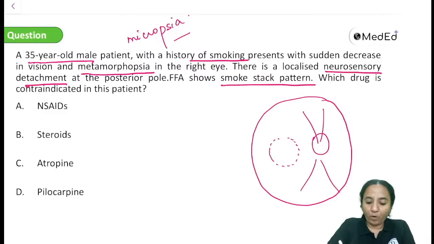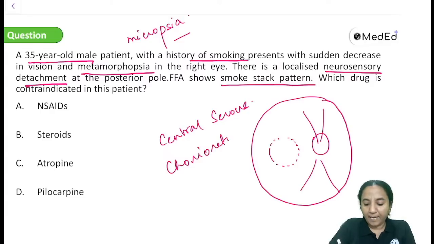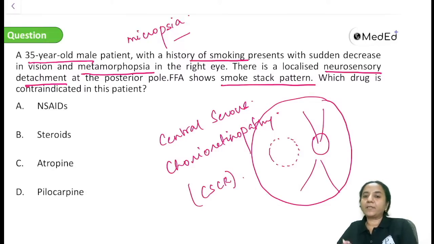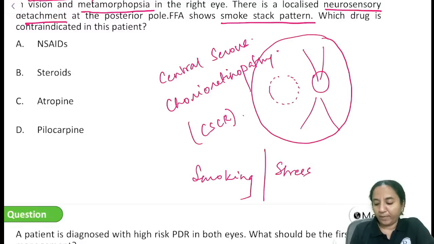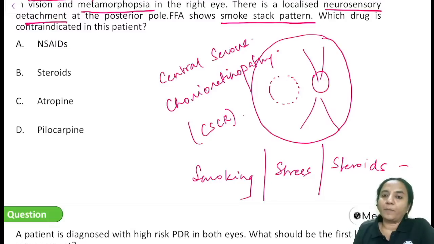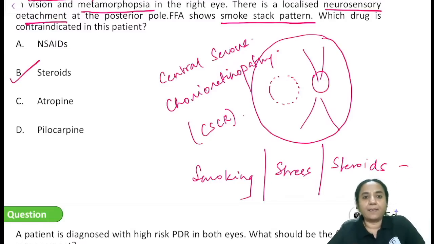So this is typically what we call as CSCR or CSR, central serous chorioretinopathy. The new name is CSCR, that is central serous chorioretinopathy. The old name is CSR. Now, what are the risk factors for CSR? The three risk factors of CSR are remembered by the three S's: smoking, stress, and steroids. So, steroids are to be avoided at any case in this patient. Steroids are contraindicated in this.